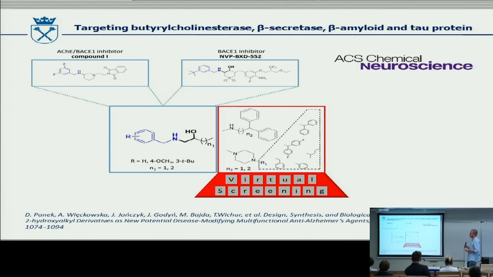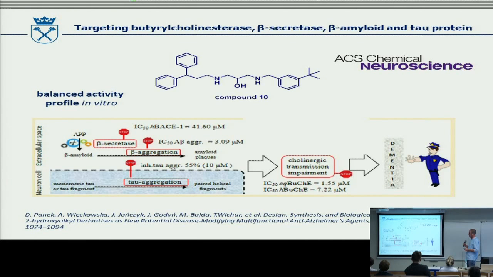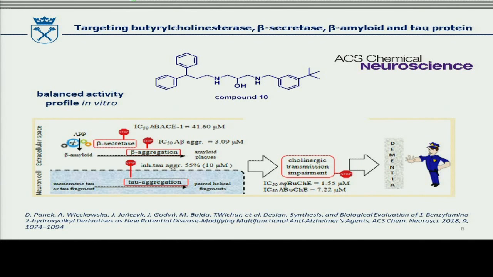And we stated that there is a pharmacophore containing a benzylamine moiety and a hydroxyethyl moiety, which will be responsible for interaction with cholinesterases and beta secretase. But we also wanted to endow these molecules with some additional properties, namely to interact with beta amyloid and tau protein. So we performed virtual screening because we wanted to search for some fragments which would endow these molecules with additional properties, and we selected these fragments. And actually, we succeeded. We obtained a series of compounds, from which compound 10 was very interesting because it showed a balanced activity profile in vitro.